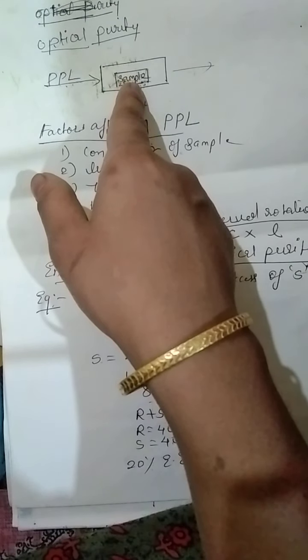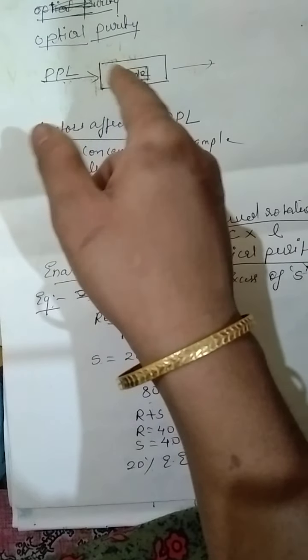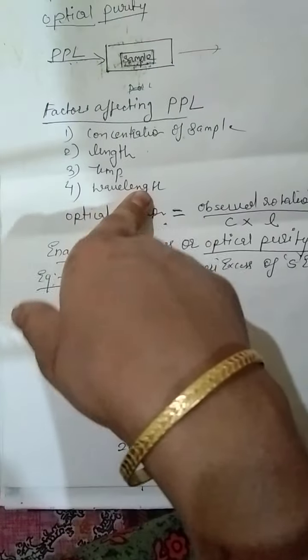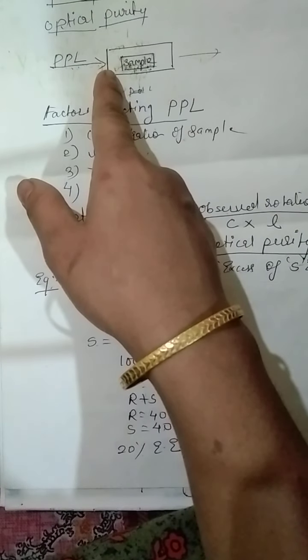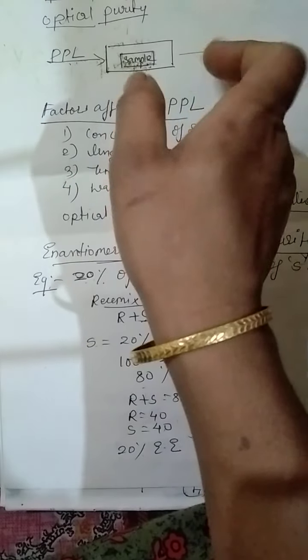How will it happen? If the temperature is more, then the mobility of ions present in the sample will be more. Mobility definitely will have an effect on the rotation. The light passing through a sample with higher mobility will have its rotation affected. Another thing is wavelength, what wavelength of light we are using, that is also an important point. So the rotation of the plane polarized light is affected by this many factors.